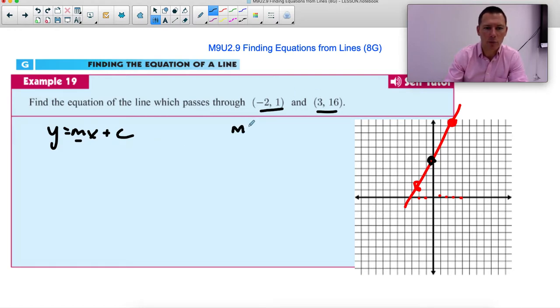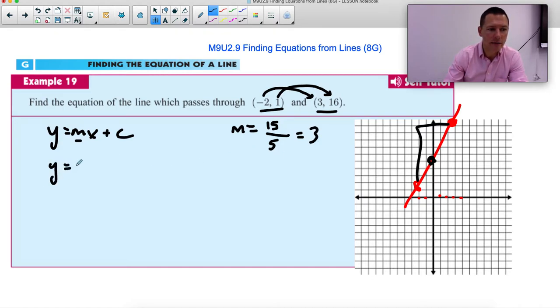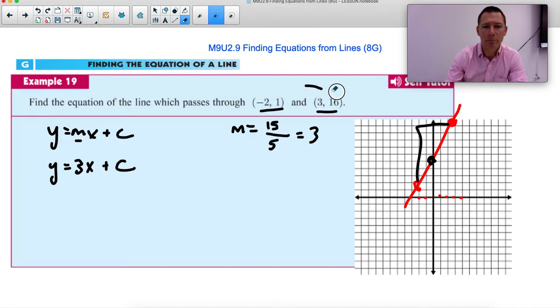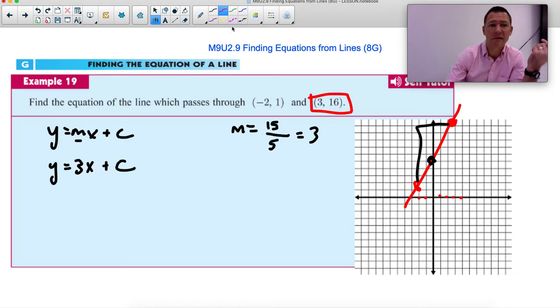So let's see, slope is how much up divided by how much over. The up is the change in the y value, so this goes from 1 to 16. That's an increase of 15. And the run is from -2 up to 3. That's an increase of 5. Divide, slope is 3. So now we know this is y equals 3x plus c. That's really nice. Pick one of the values. Let's pick this one because there's no negatives. And plug in an x value and a y value.